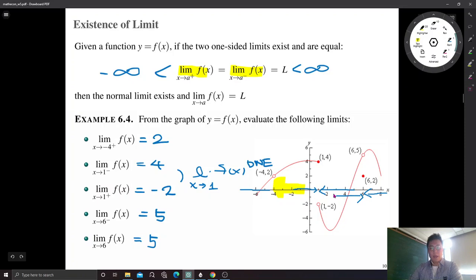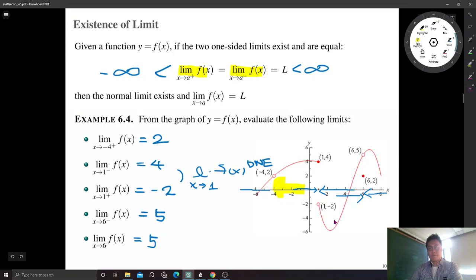But here the function is disconnected. So it has a jump downward to -2 from 4. So it jumps to -2, right? Then the left-hand limit and the right-hand limit will be different.